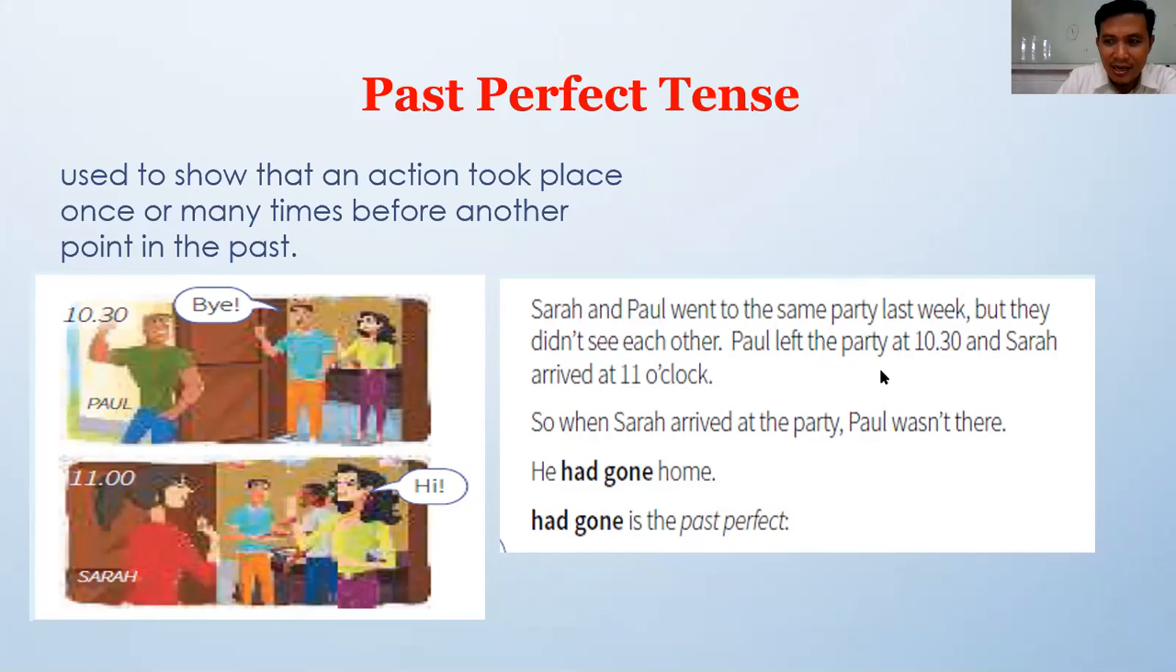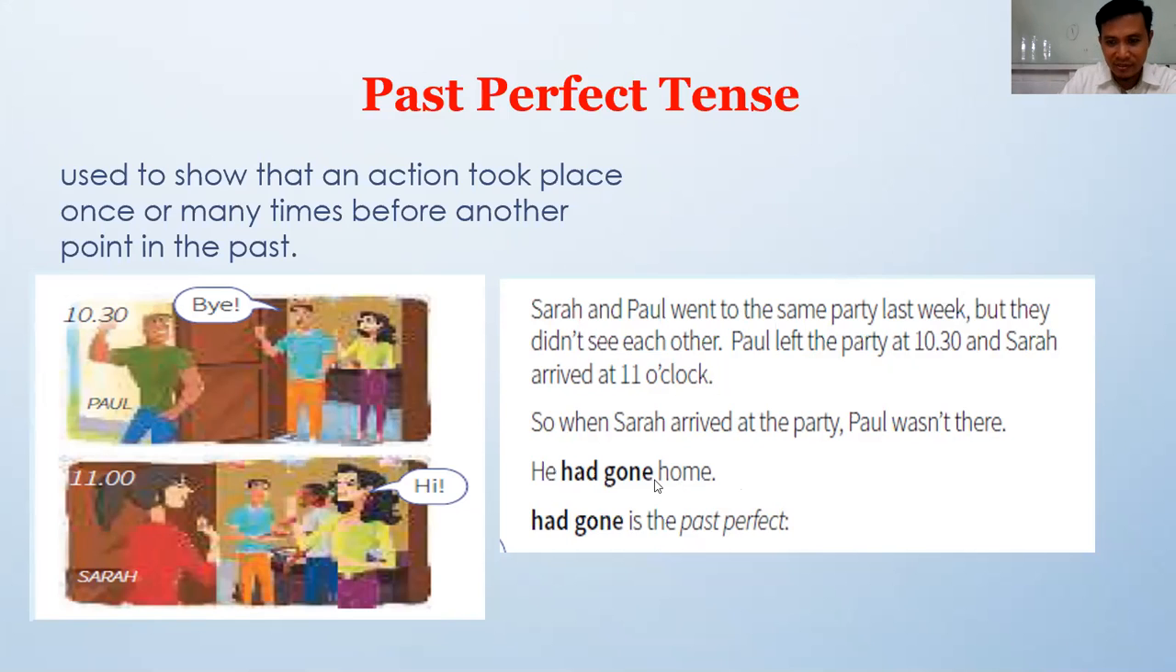Okay, Sarah arrived at 11 o'clock. Paul left the party at 10:30. So when you are joining these two sentences together, you can say, when Sarah arrived at the party, Paul wasn't there. Why? Because he had gone home.